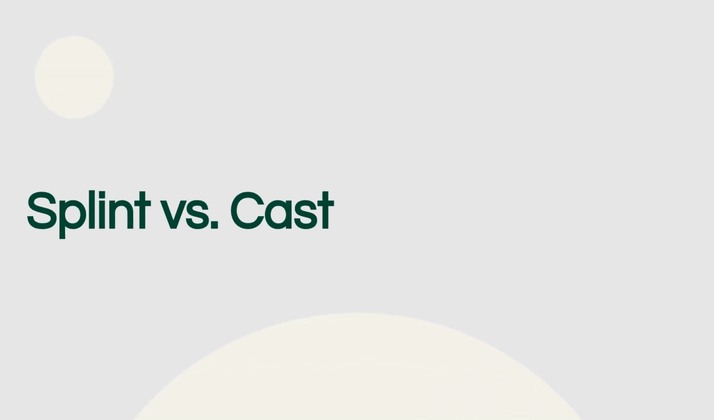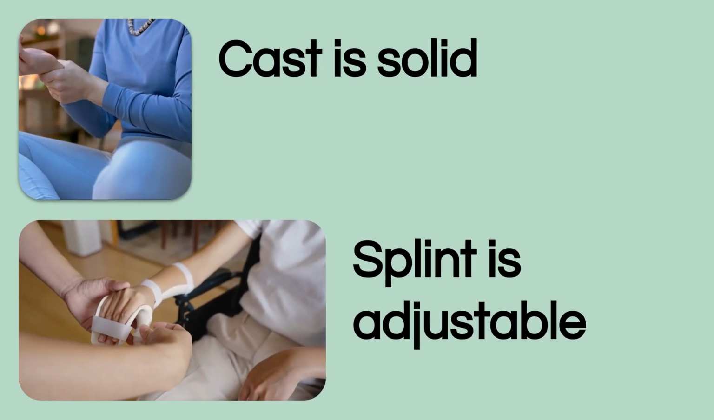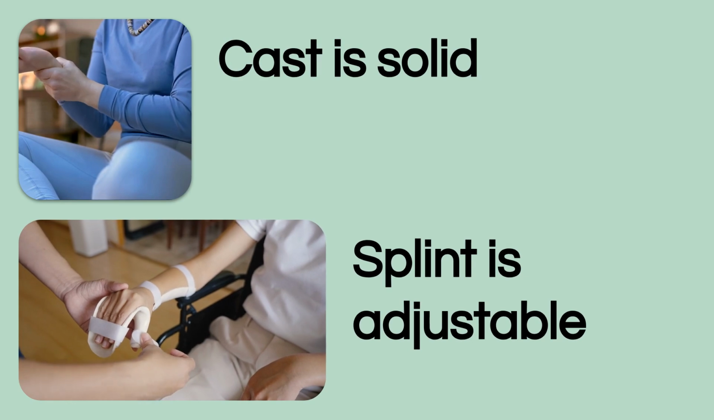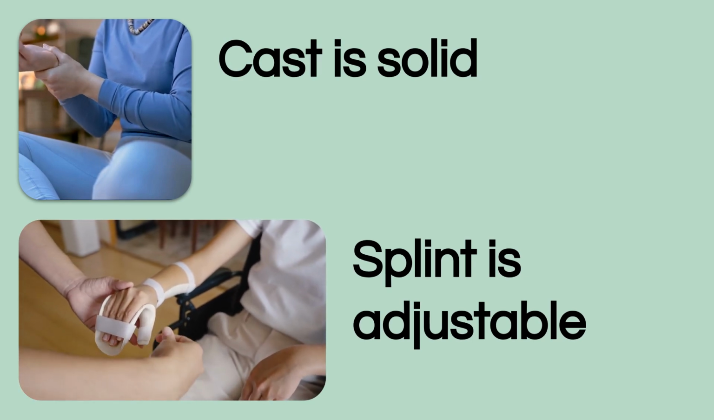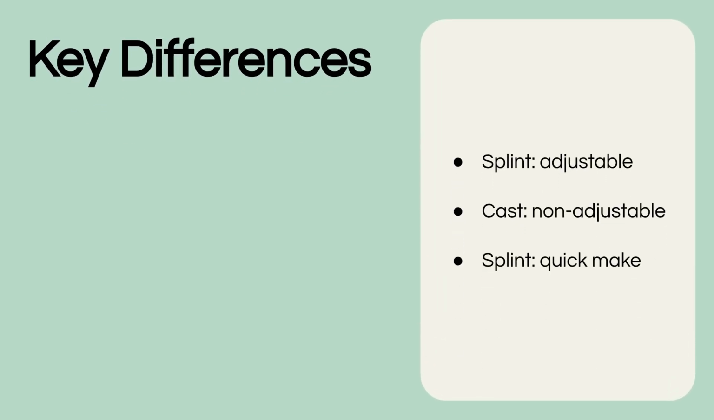While both splints and casts immobilize injuries, there are critical differences between them that affect their use. A cast completely encloses the limb in a solid structure, but a splint only partially encloses it and is secured with straps, meaning it's field attachable by EMTs. A major difference is adjustability. Splints can be adjusted as swelling changes, whereas casts cannot. Also, splints take a short time to apply, unlike casts.